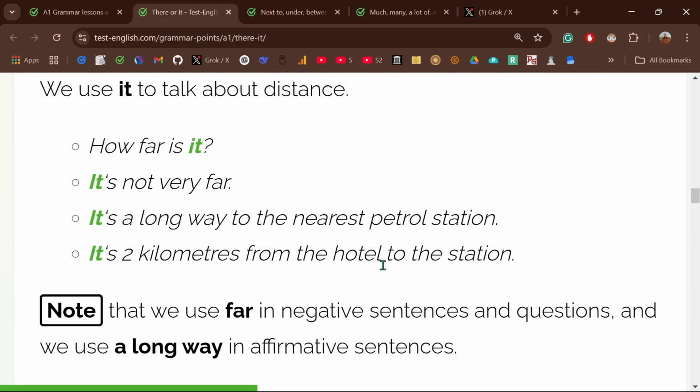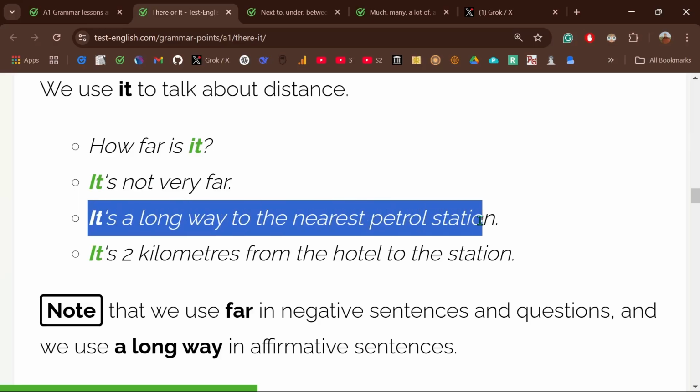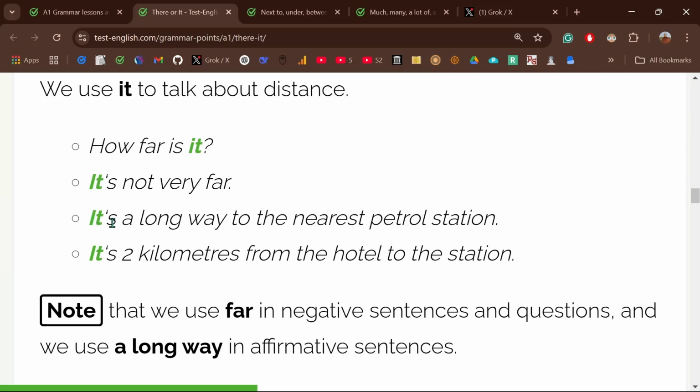It's 2 kilometers. Yeah, it's a long way. We tend not to use "far" for the affirmative. But if somebody asks, "Is it far?" Yes, it's far. You can say that. But here you see, you don't say "it's far to the nearest station." We don't say that. Okay? So a little difference here between "far" and "a long way."